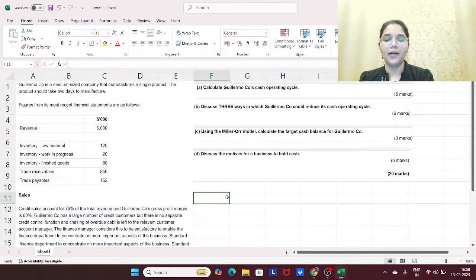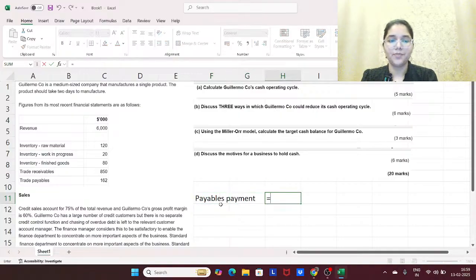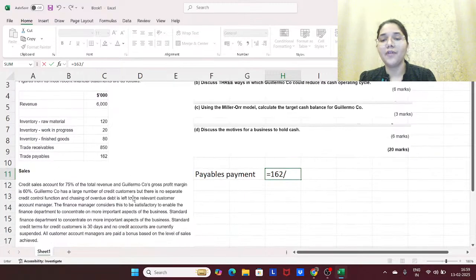Firstly, we will require some numbers. Let us first calculate the trade payables period. That will be very simple to calculate, no further calculations needed. So, if you talk about the payables payment period, the formula that we have learnt is we are supposed to take the trade payables amount. The trade payables amount is directly given to us as 162,000.